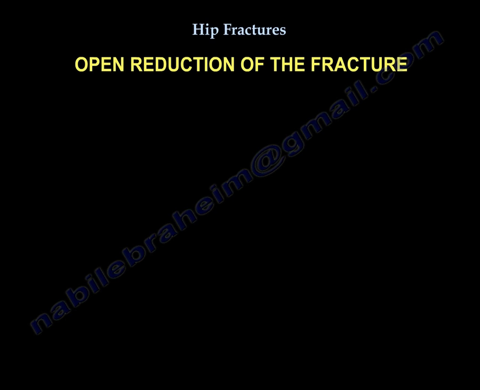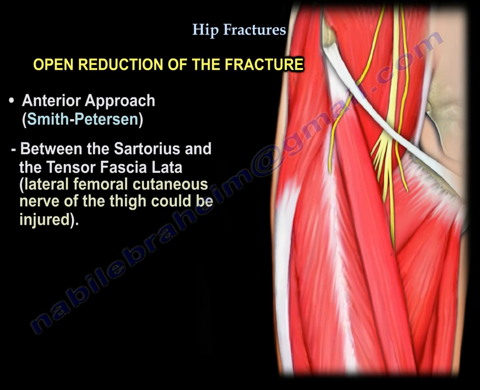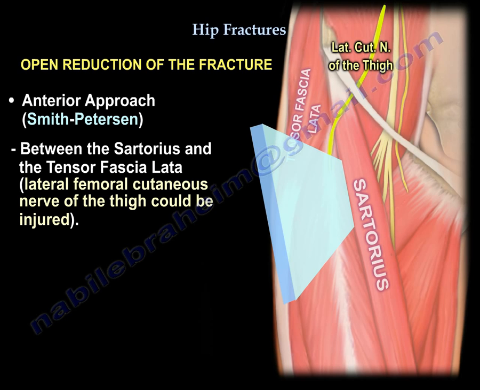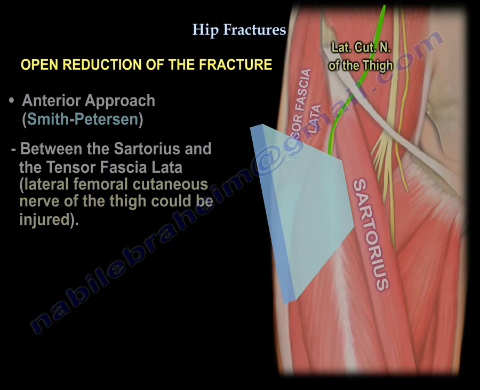Open reduction of the fracture. You can use a Smith-Petersen approach. It is the anterior approach, and it is between the sartorius and the tensor fascia lata. The lateral cutaneous nerve of the thigh can be injured in this approach.